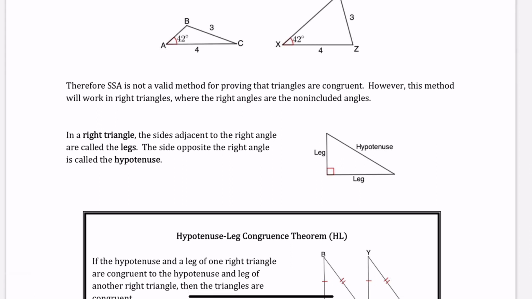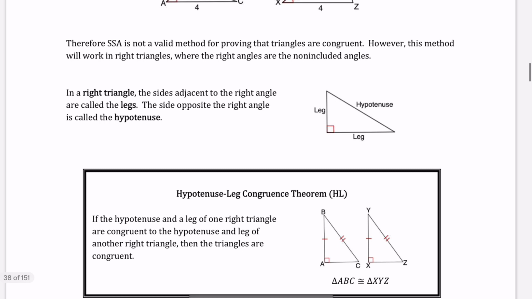In a right triangle, the sides adjacent to the right angle are called legs. For example, here and here, these are the legs. And the side opposite the right angle, so if we find the right angle here and go straight across, this is called the hypotenuse.